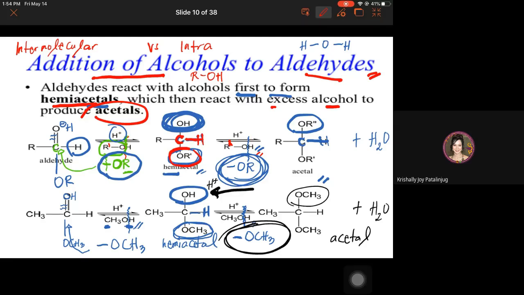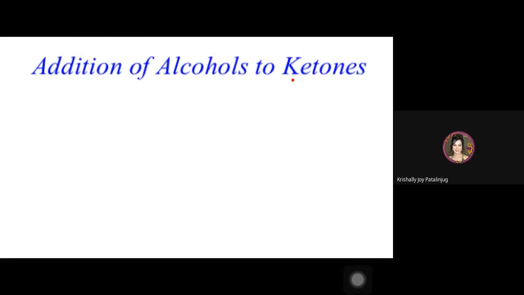Hemi, kasi naa siyay OH. Then pagtanaw nimo walay OH, puros duha ka OR attached on the same carbon, then naa terminal hydrogen, then that is acetal. Okay? Kasi sa exam, naa gyoy part nga ipa-identify if this hemiacetal or acetal. Okay, sige. What about addition of alcohols to ketones?